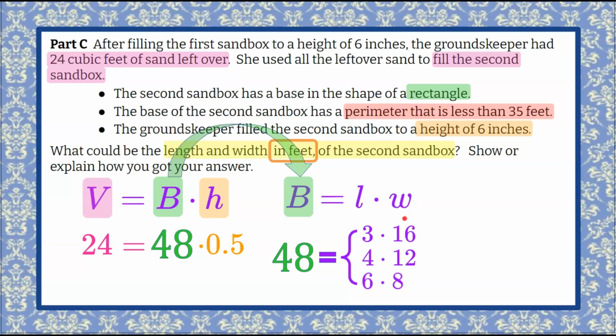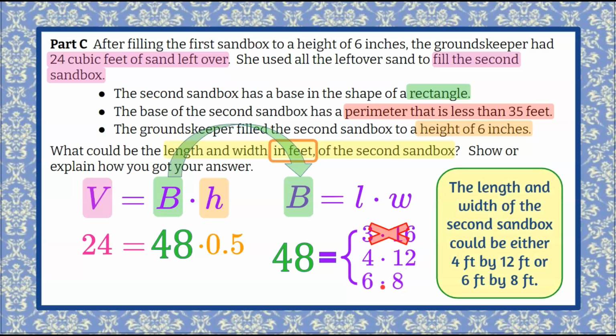So if we did 16 plus 16 plus 3 plus 3, that's going to be greater than 35. So we're going to eliminate that. 12 plus 12 is 24, plus another 4 is 28, and another 4 is 32. So we know that 4 and 12 could be a choice.